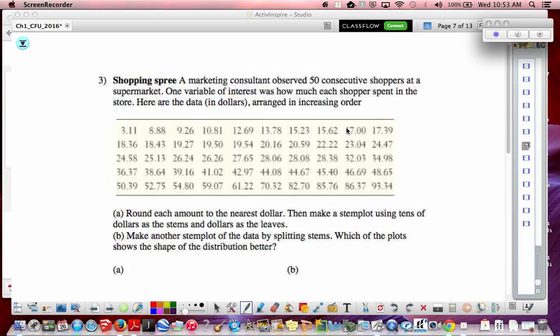It says a market consultant observed 50 consecutive shoppers at a supermarket. One variable of interest was how much each shopper spent in the store. Here is the data in dollars arranged in increasing order, which is very nice. It'll make doing some of this a little bit easier.